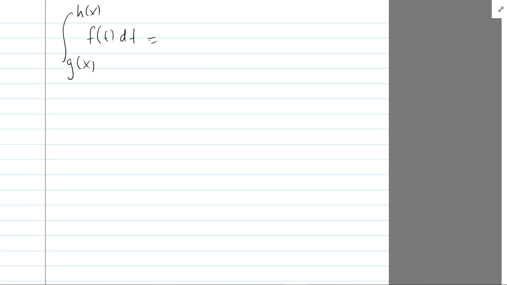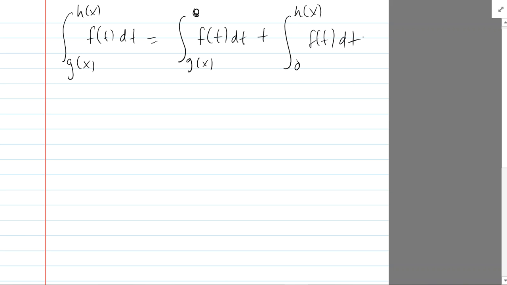So can we just pick 0? Does it matter? No, it doesn't matter. We're just going to pick 0 for convenience. We're going to break this up and go from g of x to 0 of f of t dt, and then we're going to add from 0 to h of x of f of t dt. Let's break it into two things that I can do.